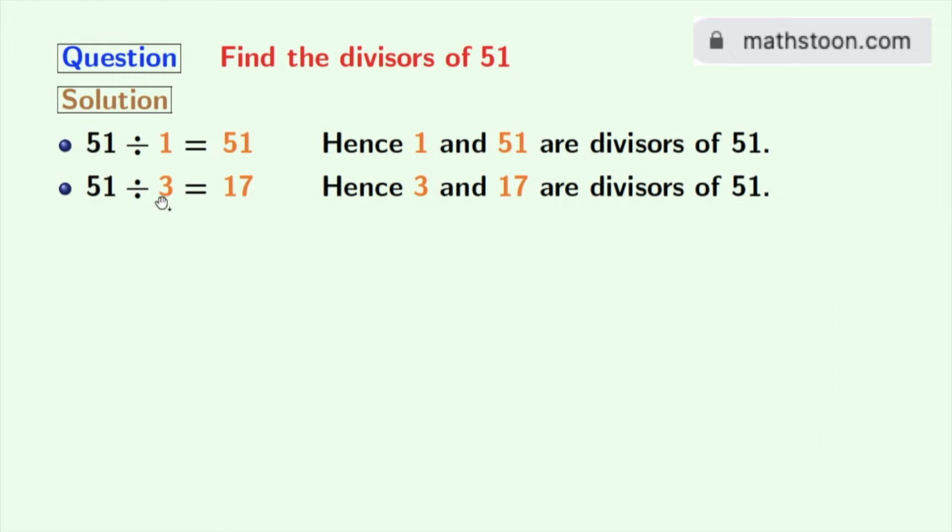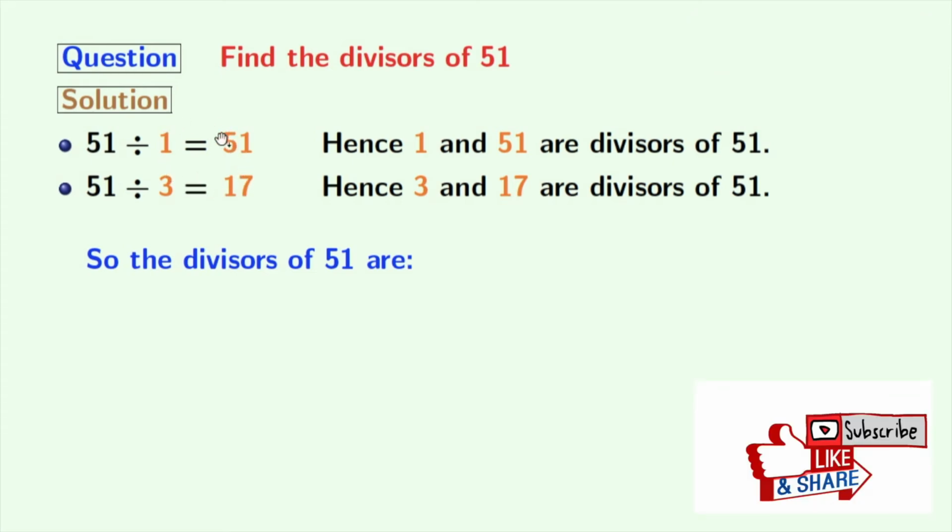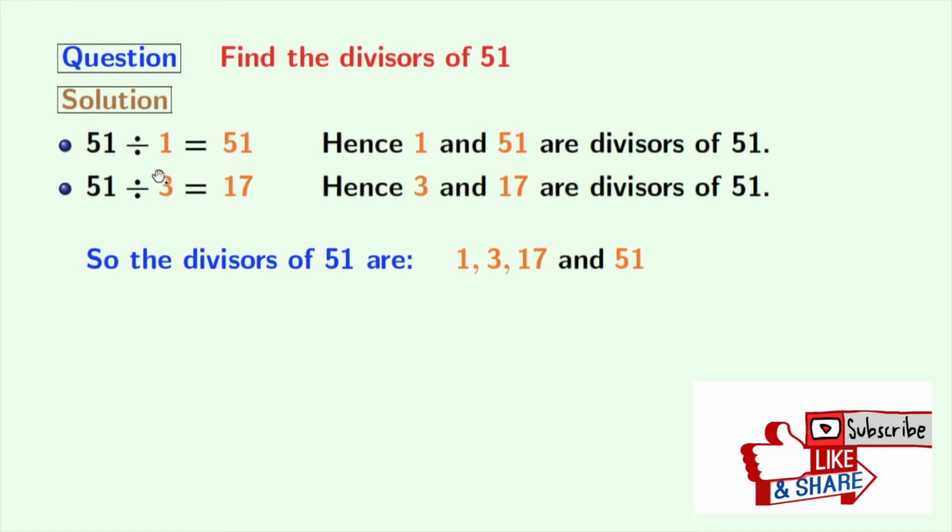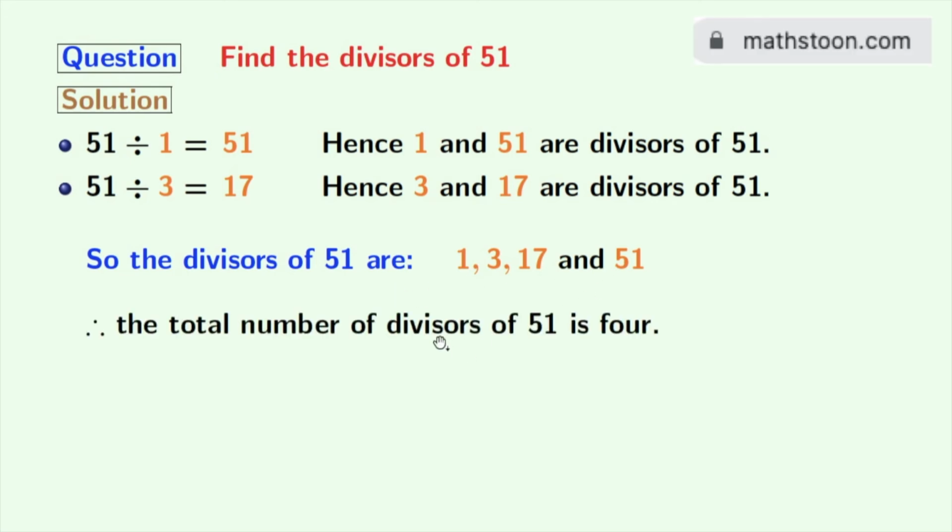Now you can see that between 3 and 17 there is no number which can divide 51. So we will stop right now. Now look that we have all the divisors of 51 in orange colors. These are 1, 3, 17 and 51. So the total number of divisors of 51 is 4.